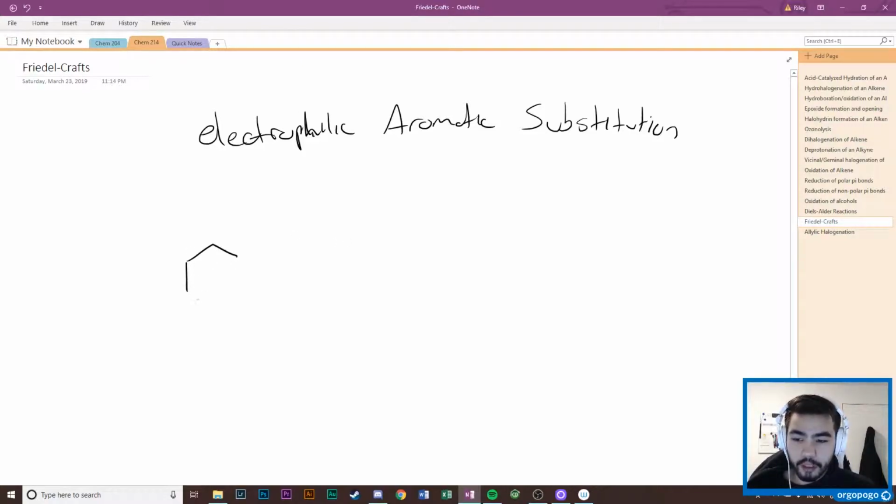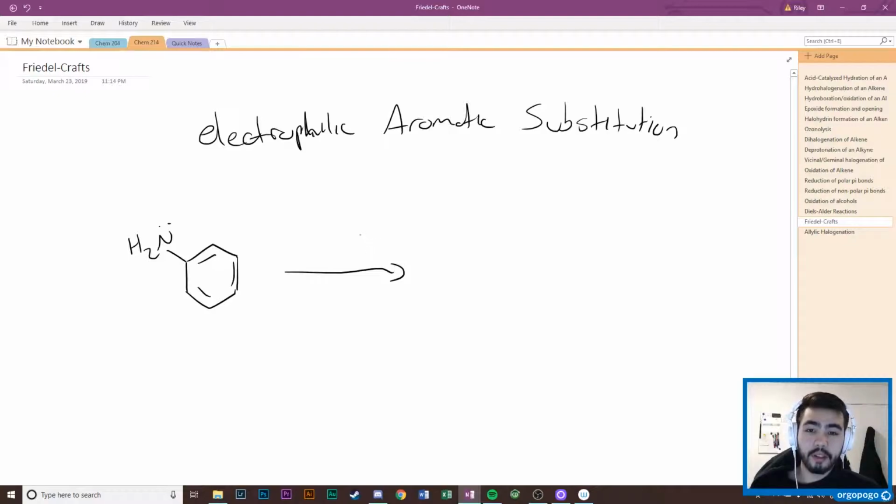So I will draw an aromatic molecule. This is benzene. This is aniline. It is an aromatic. An electrophile, let's react it with, we'll just do a regular acylation. We'll react it with acyl chloride.